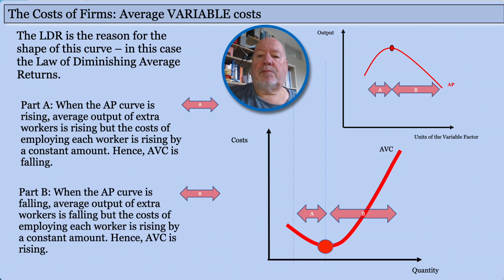Then there's an element here B where the average product eventually falls, and so the average variable costs turn up. And it's really quite important this, because later on we're going to talk about efficiency, and of course this point here is the point at which we've got the highest level of average product. So productivity is at its maximum. So this point here, the lowest point of the average variable cost curve in the short run, is a point of maximum average productivity of our workers. So it's a very important point. We're going to call it productive efficiency.